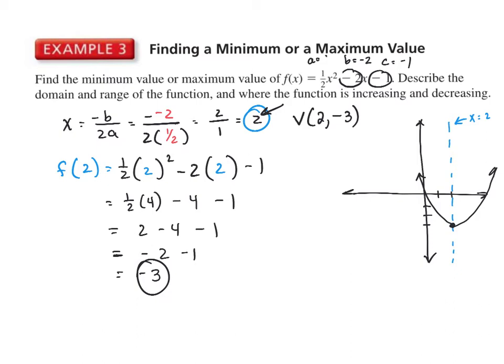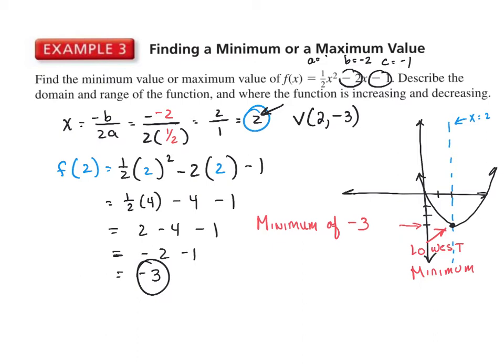Find the minimum or maximum value. This one has a lowest point, which makes it a minimum. What's the lowest y value it goes to? In this case, negative 3. So it has a minimum of negative 3.